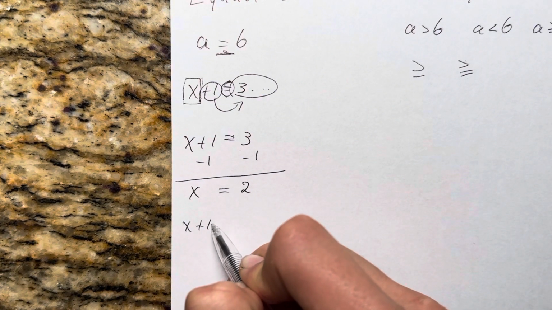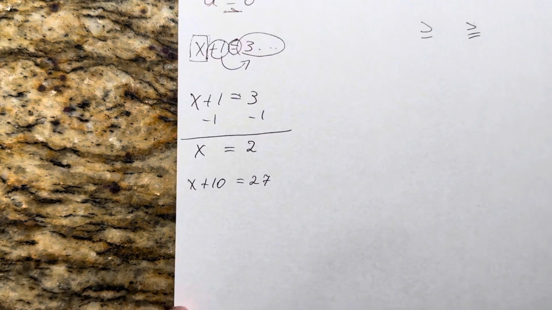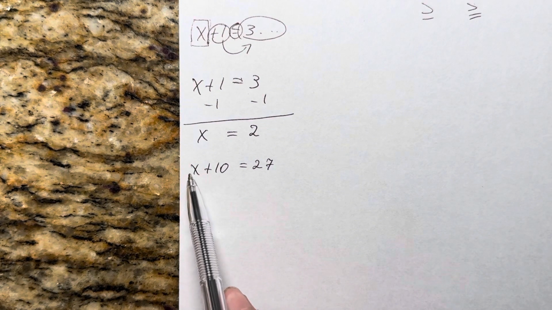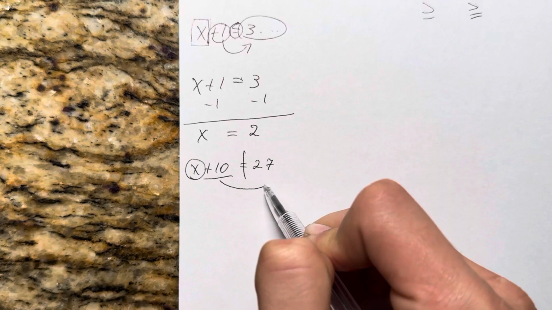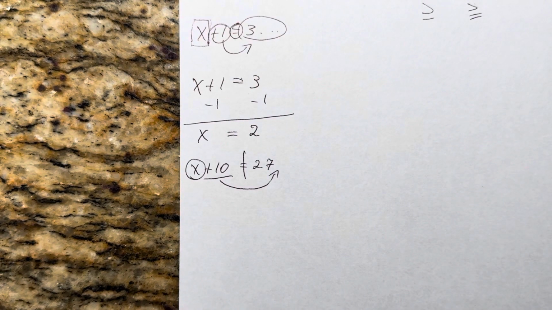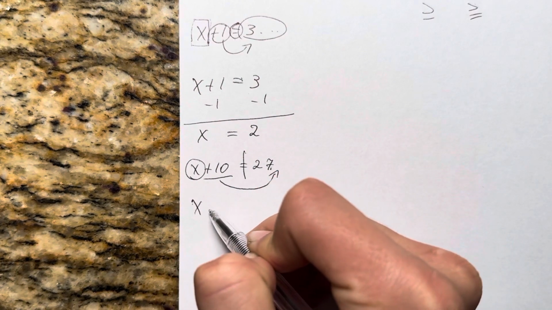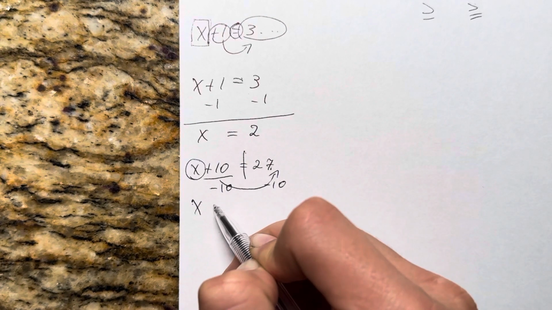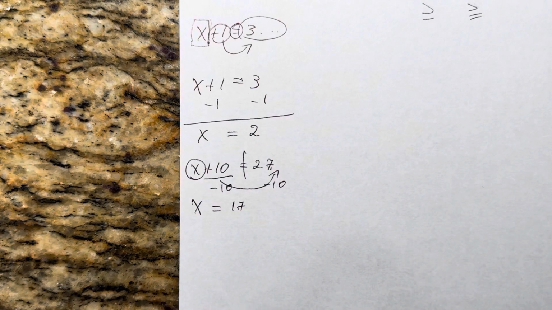Alright, let's try this. x plus 10 equals 27. So remember, we're trying to leave the x alone by itself on this side. So we have to remove 10 from this side, right? To do that, we have to remove 10 from each side. Here, remove 10 from each side, and then we'll get x equals 27 minus 10, which is 17. Alright, so I get x equals 17.